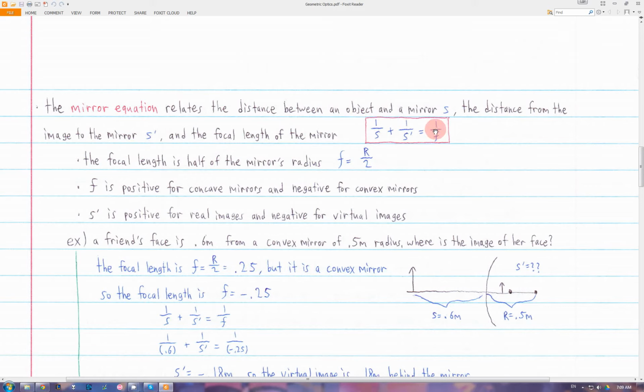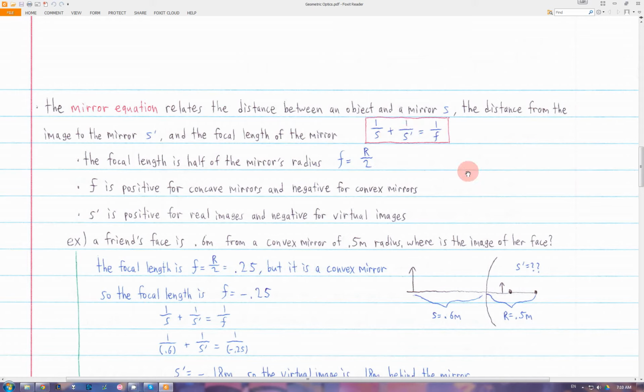And so another case of this equation is a plane mirror, which remember is just a flat mirror. In that case, if we set the focal length to infinity, we get that S is going to be equal to negative S prime. And this agrees with the fact from earlier that the virtual image in a plane mirror is always the same distance from the mirror as the actual object.